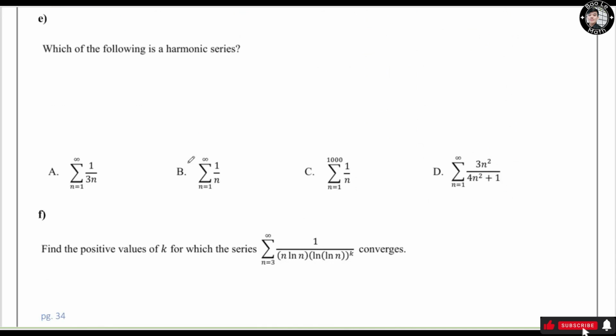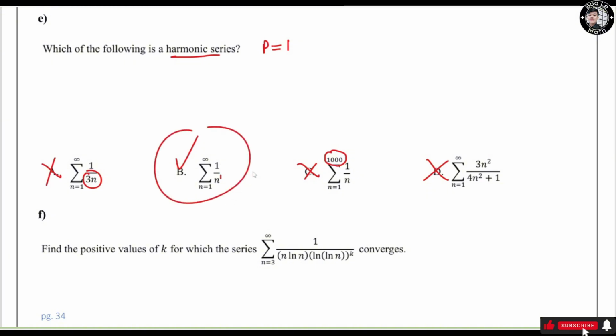Now question E. Which of the following is a harmonic series? You know that for a harmonic series, p equals 1, right? So we look at this one right here. Answer A is wrong, right? Because this is multiplication. Answer B, yes. p equals 1, right? So yes. Answer C, no, right? Because this is not infinite, right? Answer D is no, right? So the answer must be B.